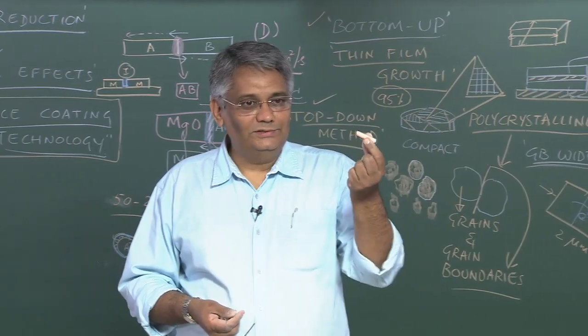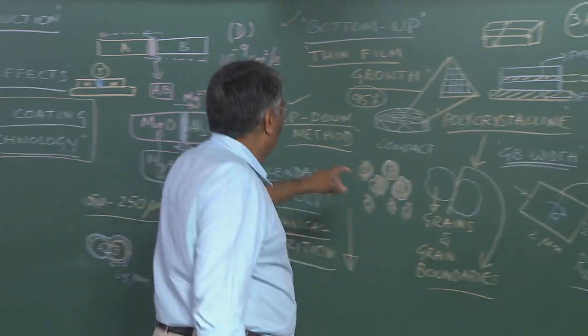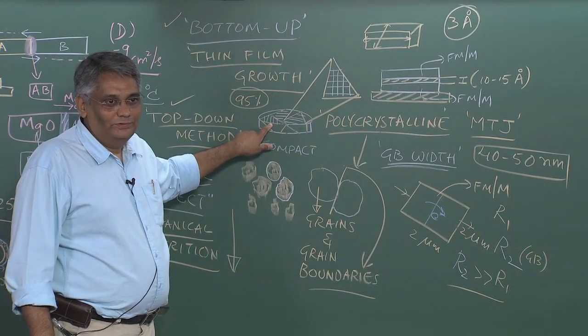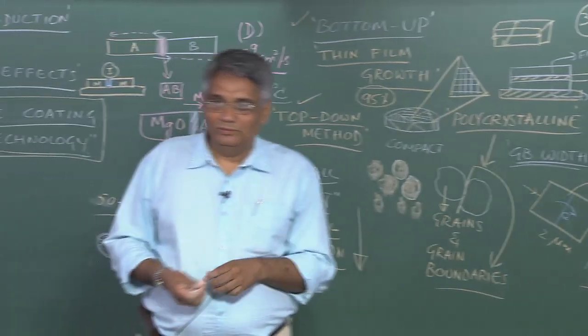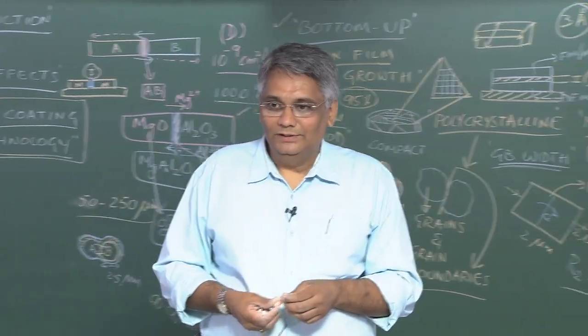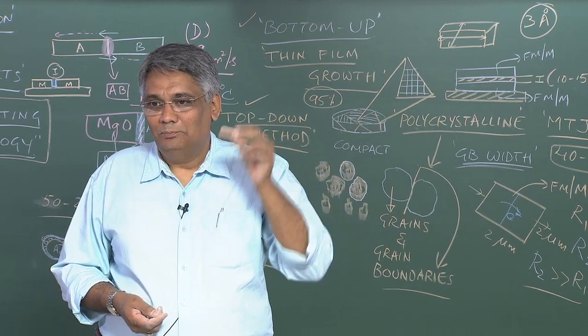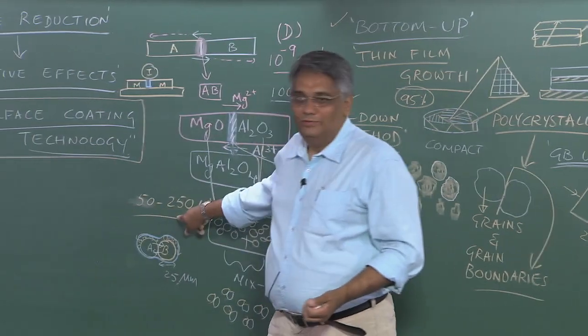If this is a solid material, this is a polycrystalline material. It consists of large number of grains and grain boundaries, right? So if a diffusion has to happen, the diffusion process happens through the grain boundaries. Okay. Now, typically in this case, the particle sizes will be of the order of anywhere from 50 to 250 microns.